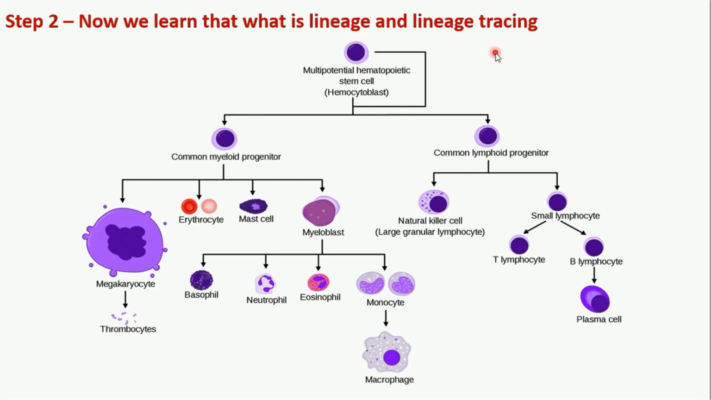We want to find out, in a system and in an organism, how many cells are coming from the same type of stem cell, or what the developmental pathway is, including the different progenitors between the stem cell and the final cell. It means I want to trace the pathway from hematopoietic stem cell, then common myeloid progenitor, then myoblast, then monocyte, and then macrophage. So I want to develop a technique by which the whole lineage can be traced.